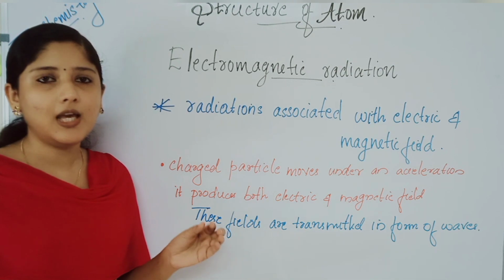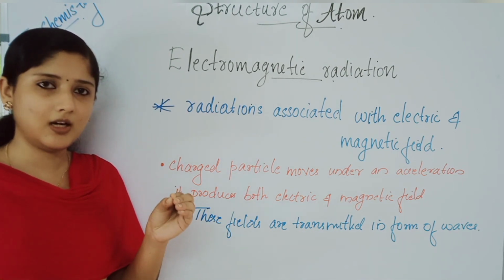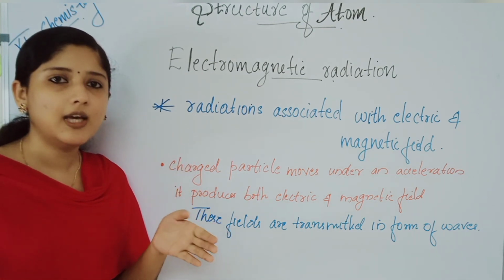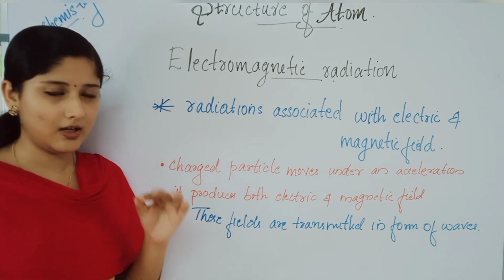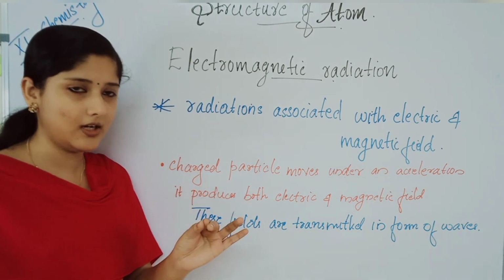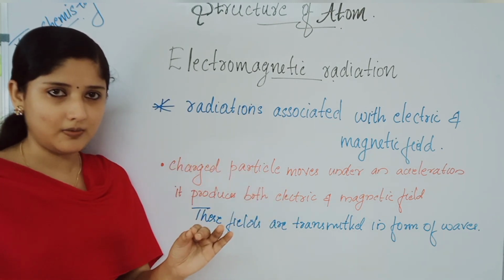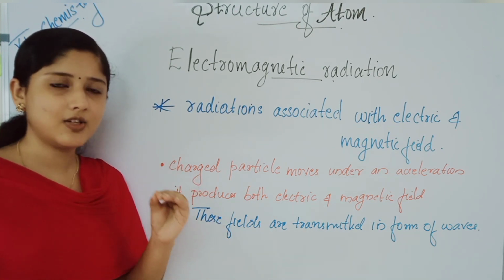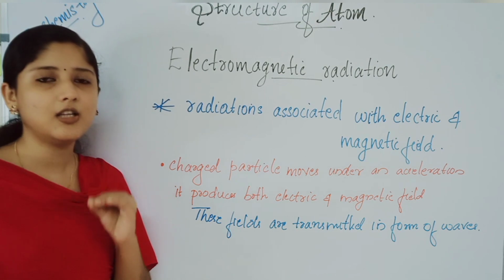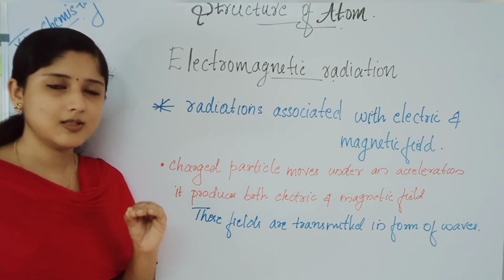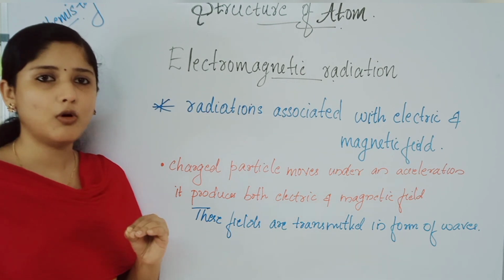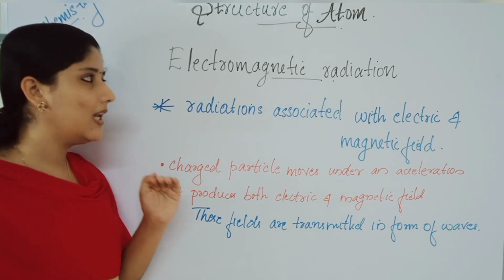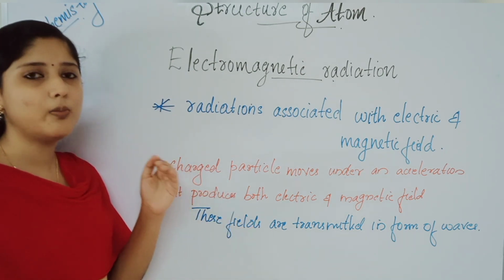A moving charged particle under acceleration will produce both an electric field and a magnetic field, and these fields are transmitted in the form of waves. These waves are called electromagnetic radiation or electromagnetic waves.